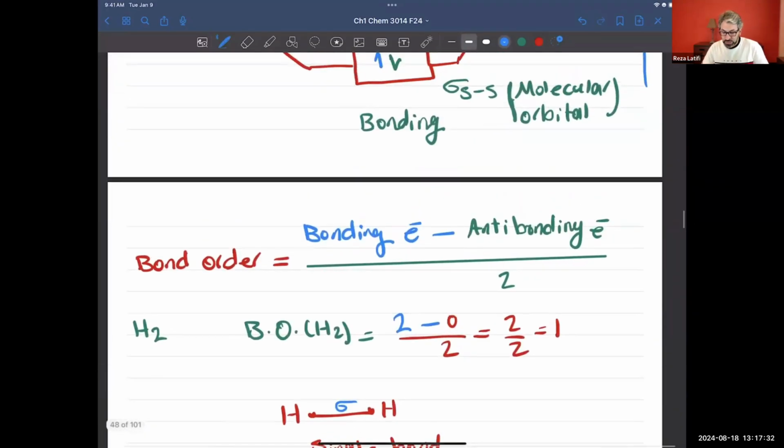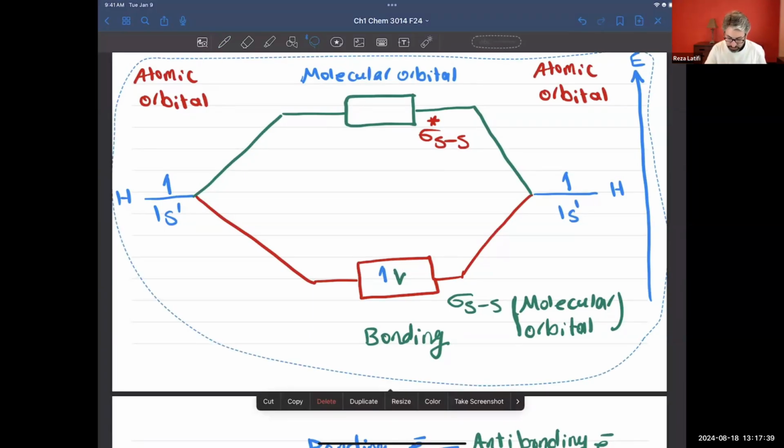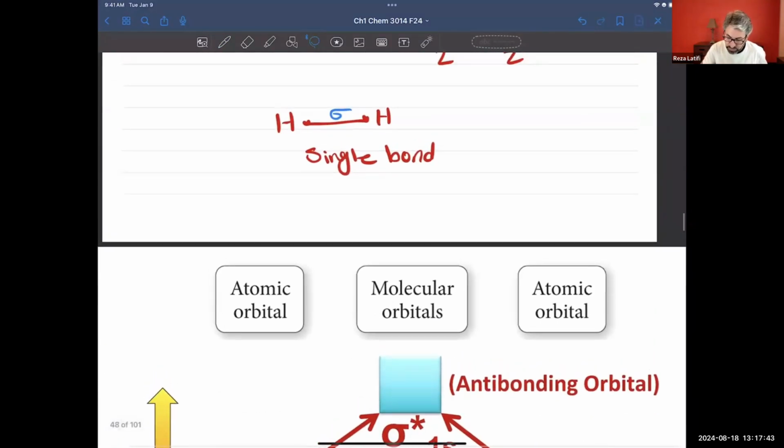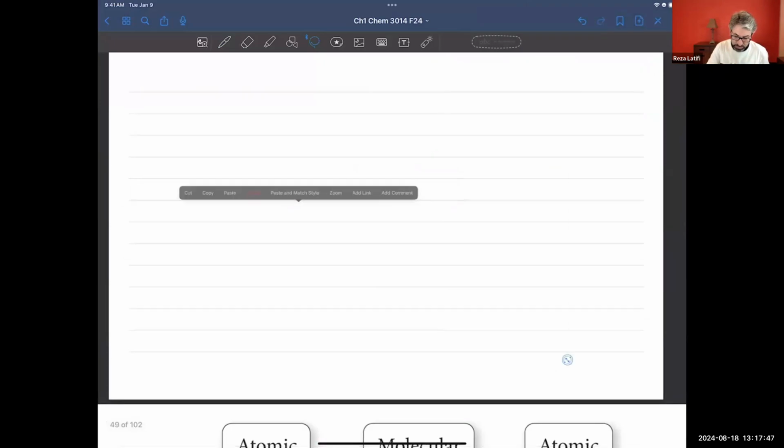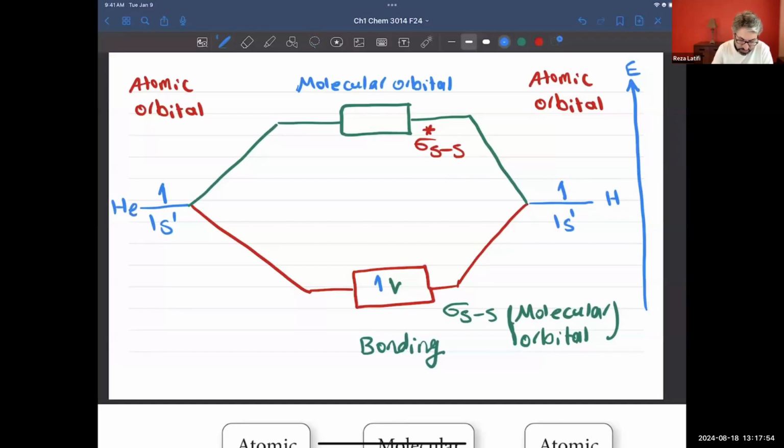Now, can I have a molecule like helium? Let's practice this for helium. Helium, remember, has 2 electrons, so it will be 2 here, and that one is also 2 as well. Can I make He2? Is it possible? Out of those 4 electrons, we're going to use 2 for the sigma interaction. Now we have 2 more. One is pointing up, the second one pointing down.